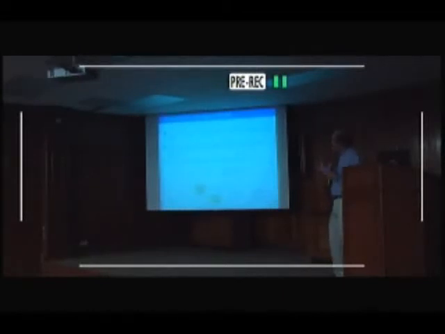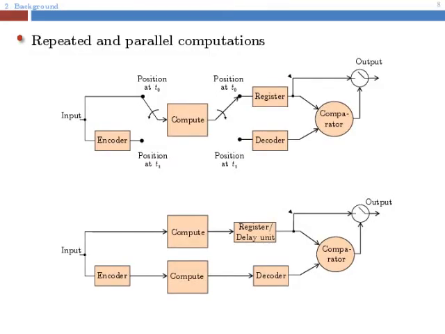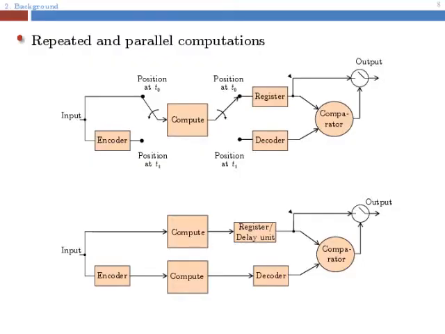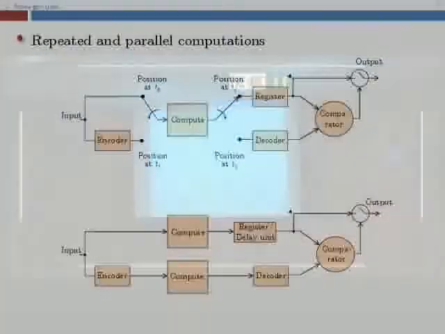The first strategy that we use is a simple one, point verification. Point verification of the output is very important, and sometimes of the input, as in the previous attack that I presented. But we saw that for the sign change attack, point verification is not enough. Then another approach will be using some modular design that is called repeated and parallel computations.